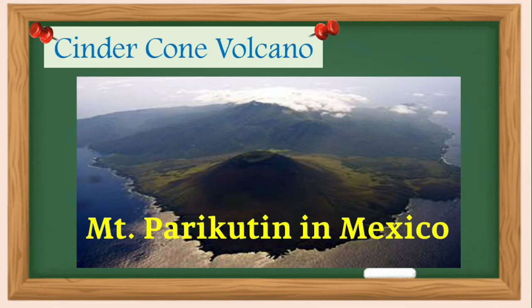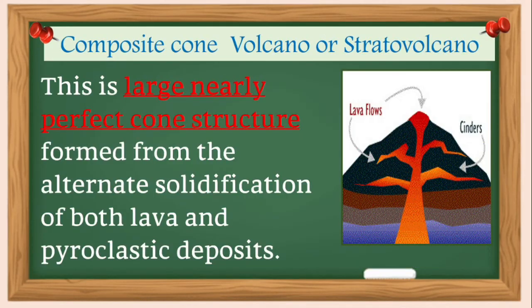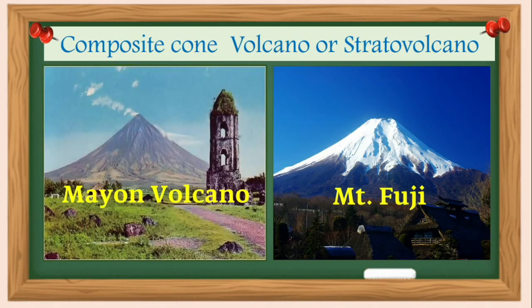The last type of volcanic shape is composite cone or stratovolcano. This is a large, nearly perfect cone structure formed from the alternate solidification of both lava and pyroclastic deposits. Some examples of composite cone volcano are Mayon Volcano in Albay and Mount Fuji in Japan. So, those are the three types of volcanic shapes: first is the shield volcano, cinder cone volcano, and composite cone volcano, or stratovolcano.